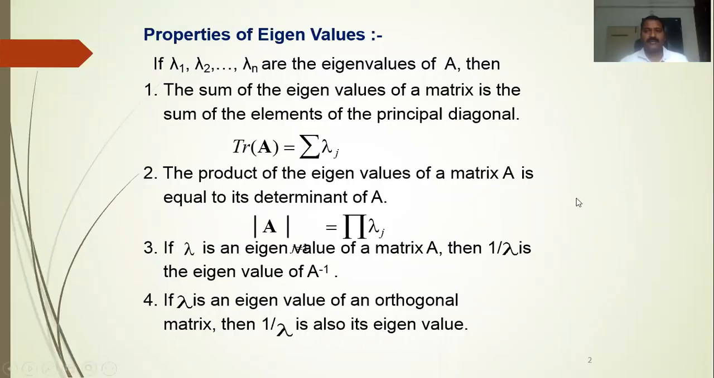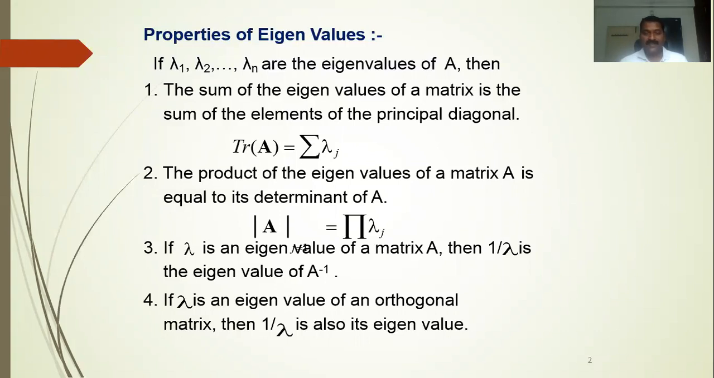Let's elaborate with an example. Suppose A is the 3 by 3 matrix 1, 2, 3, 4, 5, 6, 6, 7, 8, meaning the diagonal elements are 1, 5, 9. Then the sum of the eigenvalues is nothing but the trace of A. What I mean is λ1 + λ2 + λ3 = a11 + a22 + a33 = 1 + 5 + 9.